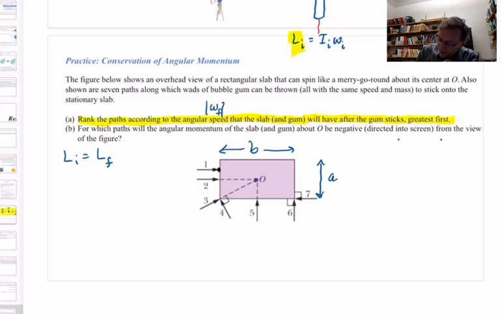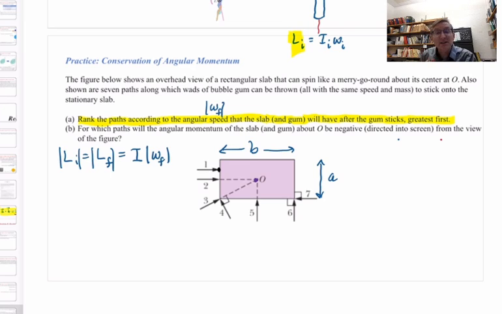All right, now for the L final, let's use the formula. Okay, we'll have a piece of gum stuck onto a rectangle. Don't worry about the contribution of the gum to the rectangle itself. It's small. So this L final is just going to be the rotational inertia of the rectangle times omega final. I'm really only going to do here magnitudes in part A.